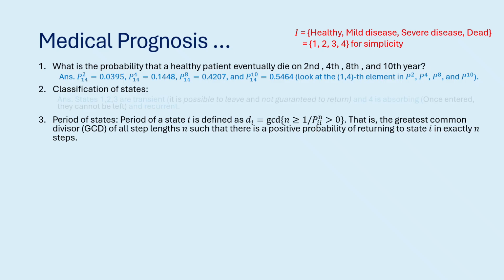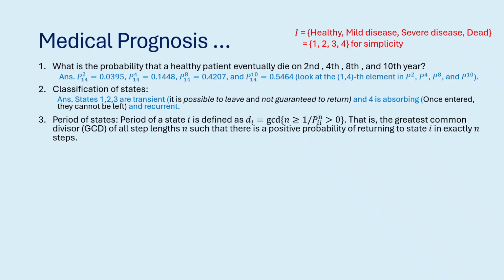Further, you can even classify the states as transient, absorbing, and recurrent. Here, states 1, 2, 3 are all going to be transient because there is no guarantee of returning, so they become the transient states. State 4 is absorbing because the diagonal element is 1, so once it is entered, it will not move further.